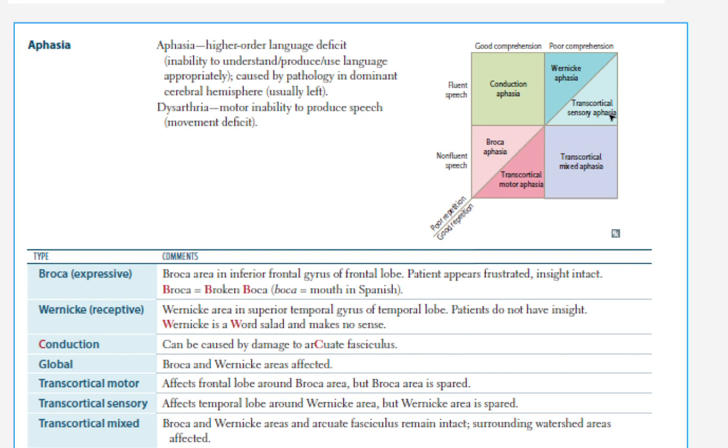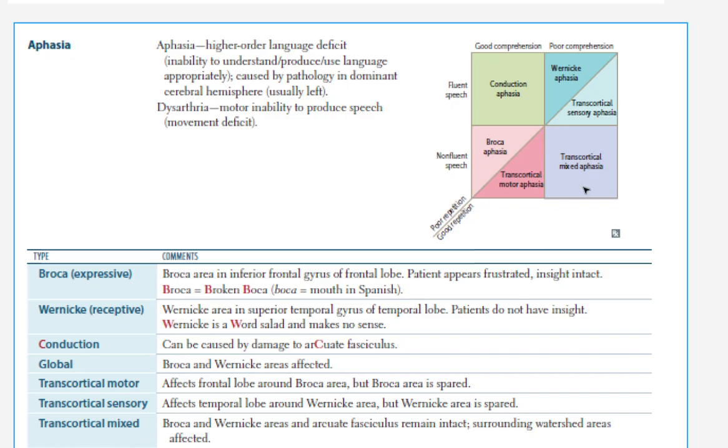Okay, so the transcortical sensory aphasia and Wernicke: the only difference is that repetition is preserved in the transcortical sensory one. And the transcortical motor and Broca: the only difference is that in the transcortical motor aphasia, the repetition is preserved, right? So that is something that will tell you if it's Broca or transcortical motor, or if it's Wernicke or transcortical sensory, right? Okay, moving on to this last one.